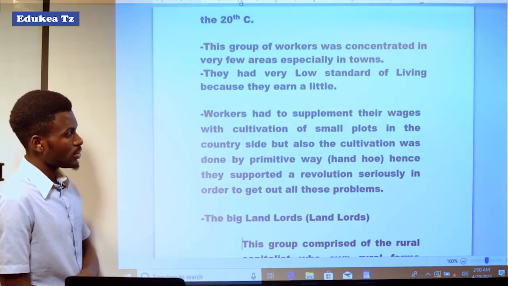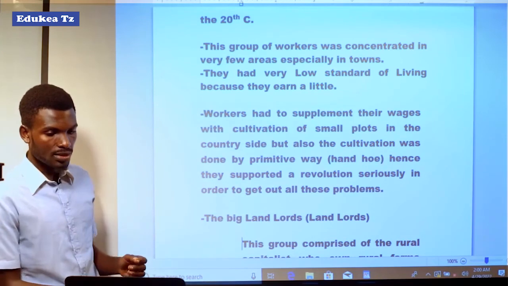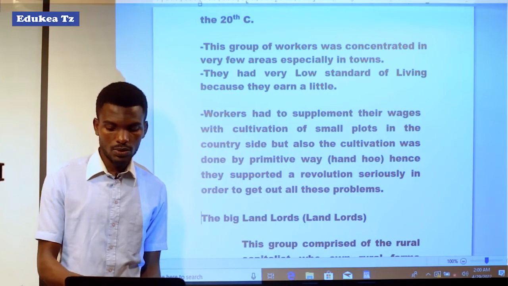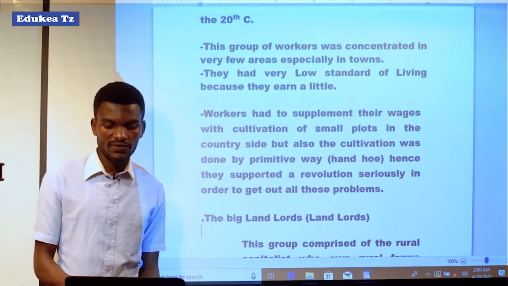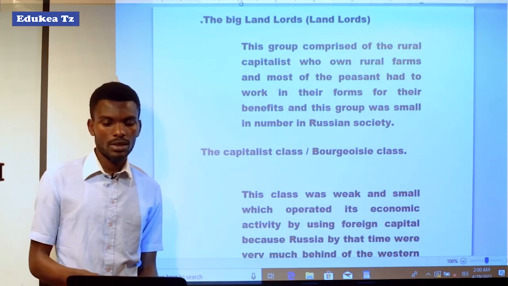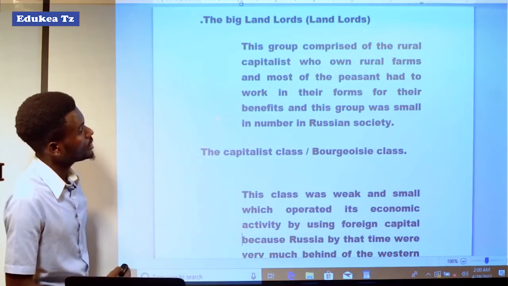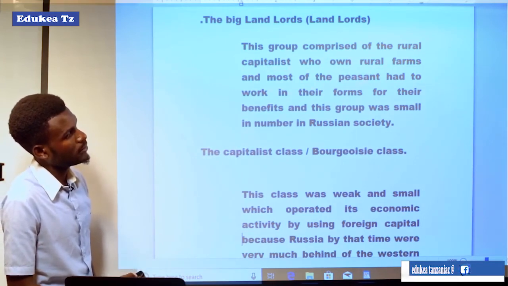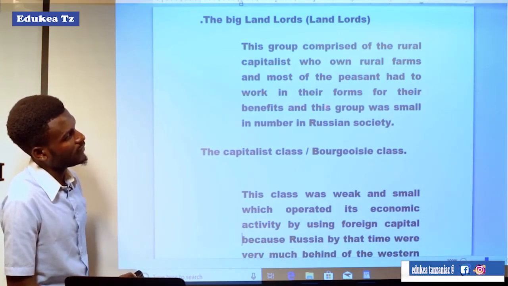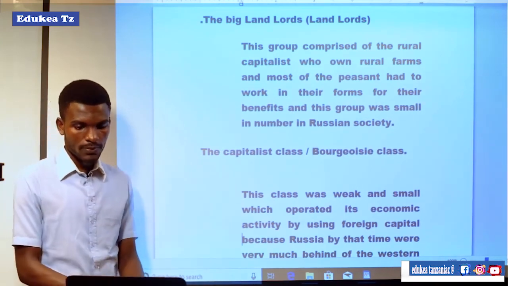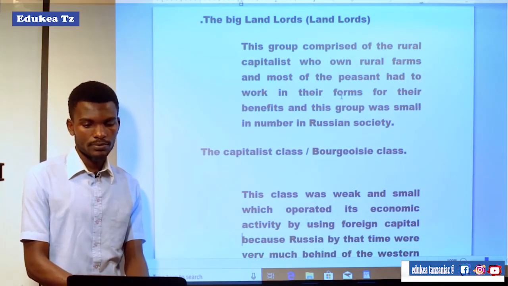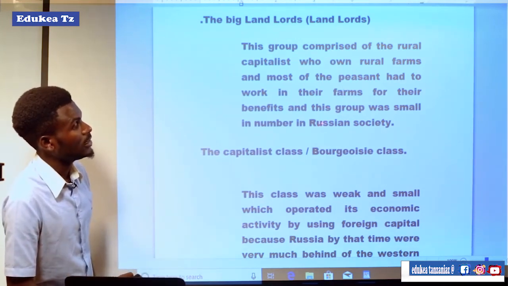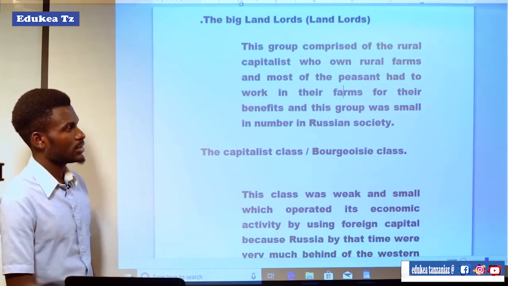The big landlords were another group in the society of Russia before the Bolshevik Revolution. This group comprised the rural capitalists who owned rural farms, and most of the peasants had to work in their farms for their benefit. And this group was small in number in Russian society.